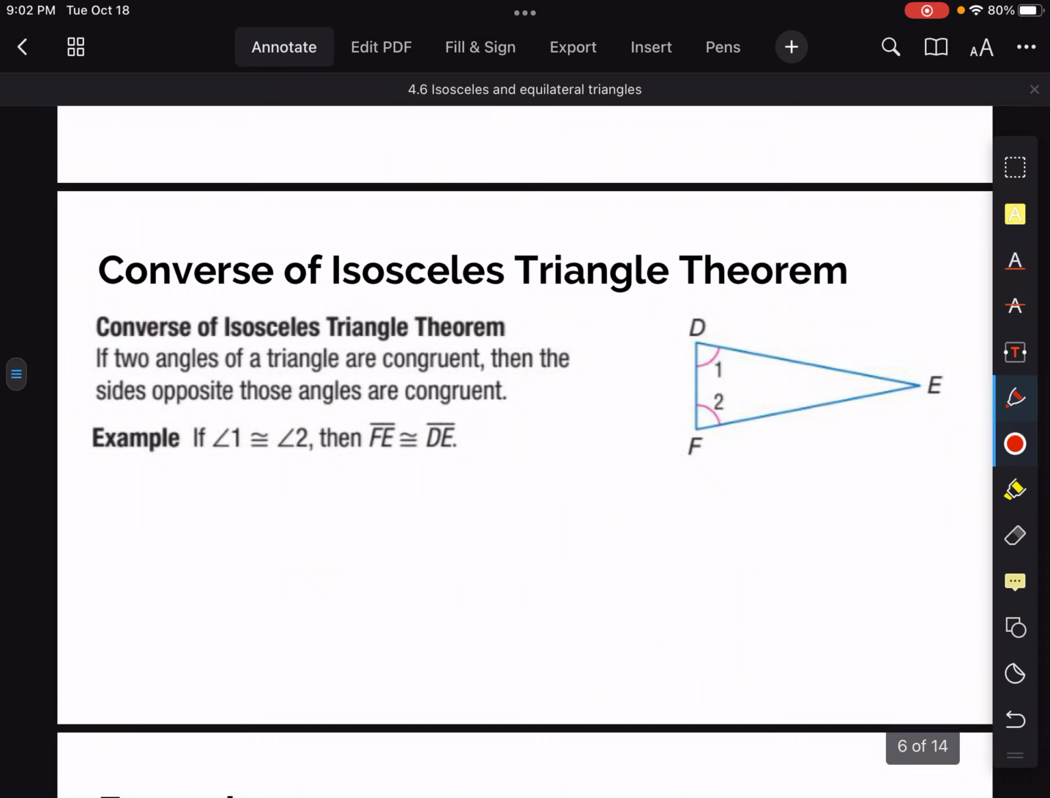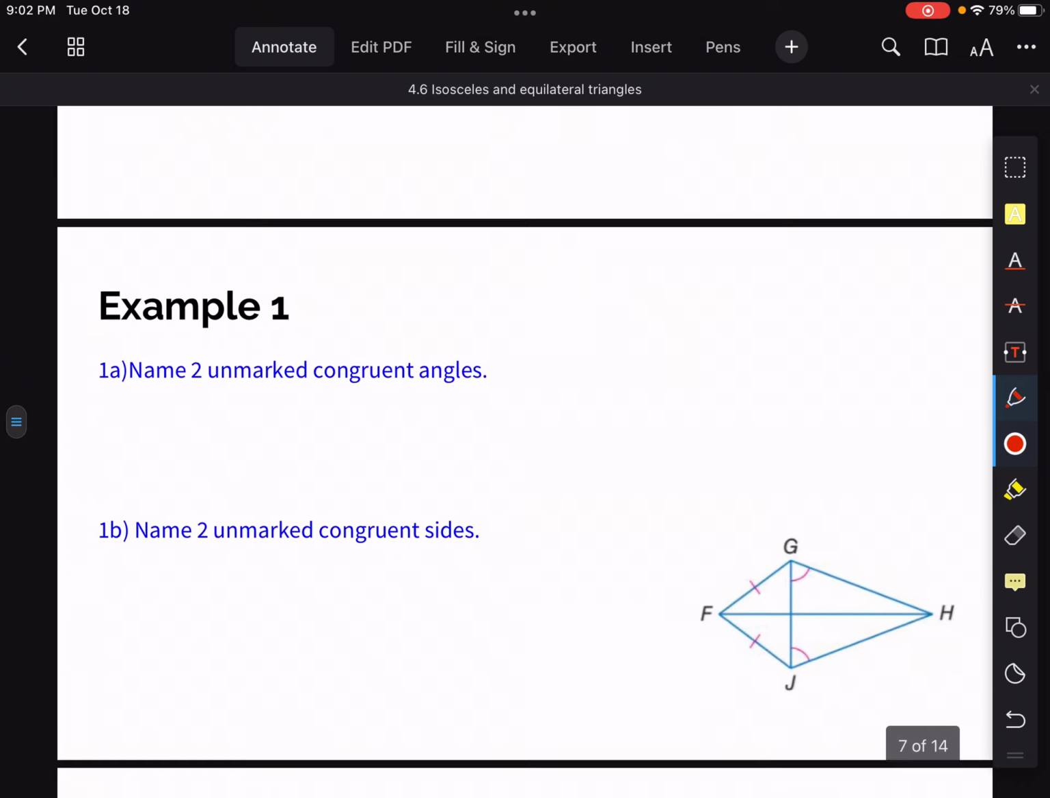The converse says that if you have two congruent angles, then the opposite side lengths have to be congruent. So it just works in both directions is all this is saying. Again, pause the video if you need to get this in your notes, but I'm going to keep cruising.